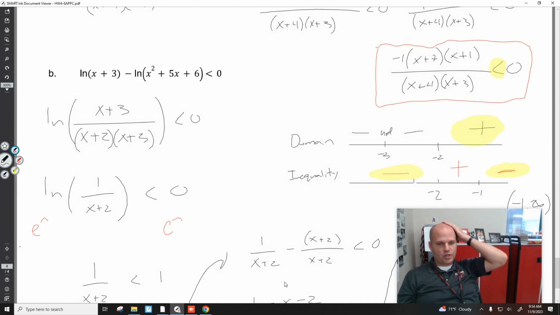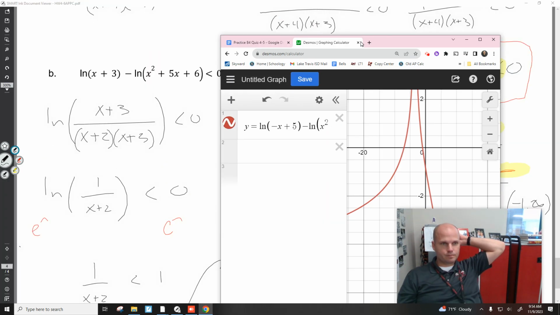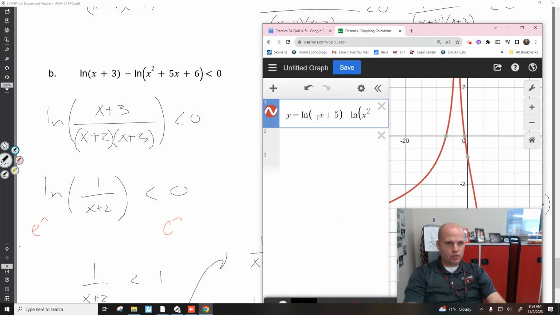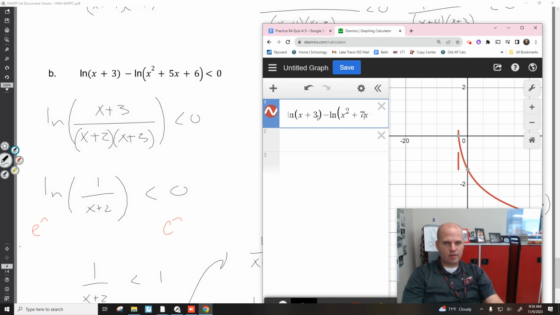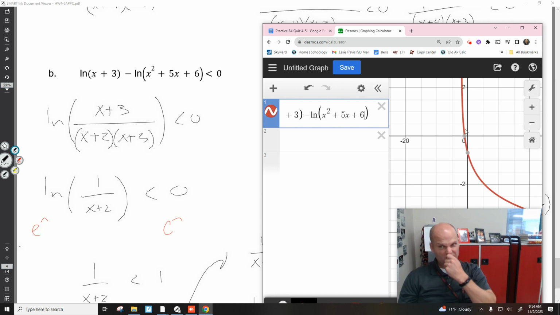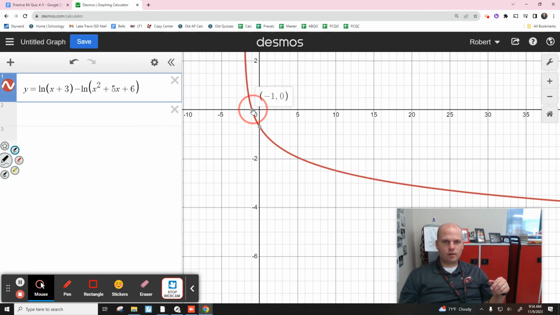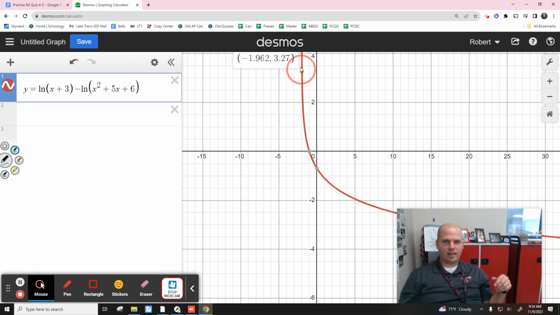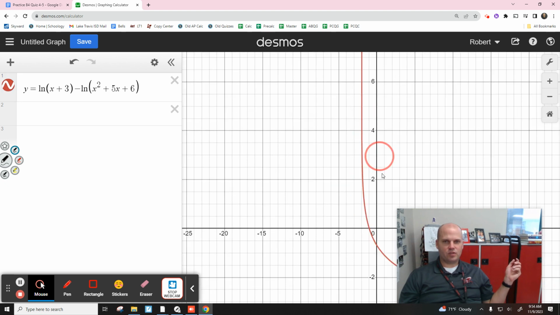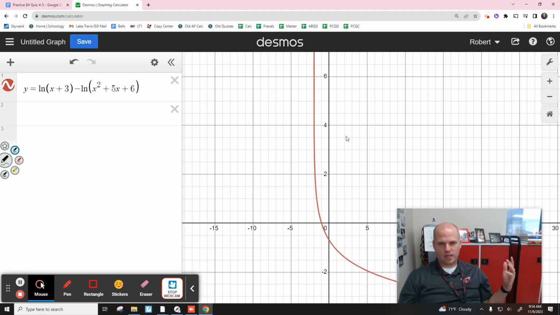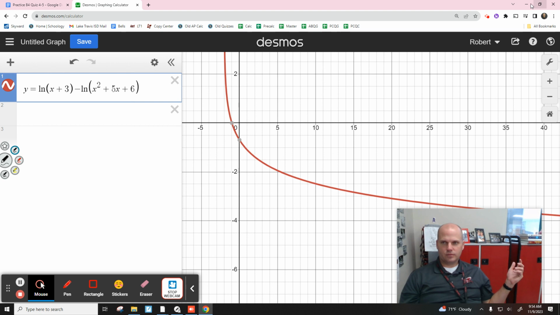So let's double check, and then we're done. Log x plus 3, log x squared plus 5x plus 6. When is it less than 0? For x greater than -1. You can kind of see that you're not allowed to plug in anything to the left of -2. The graph has a vertical asymptote at -2. So yeah, it's good. It's just good.